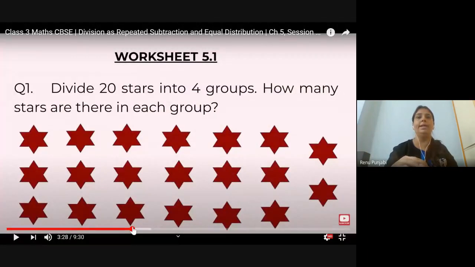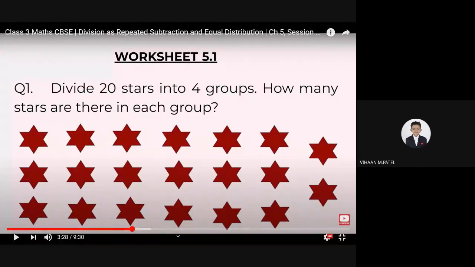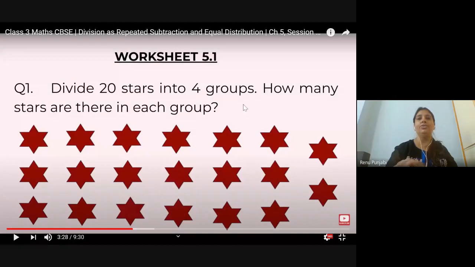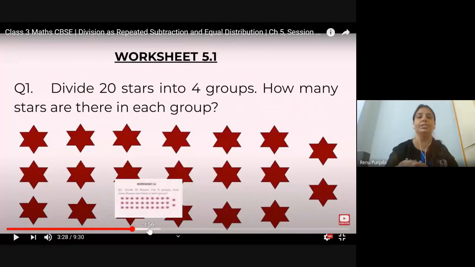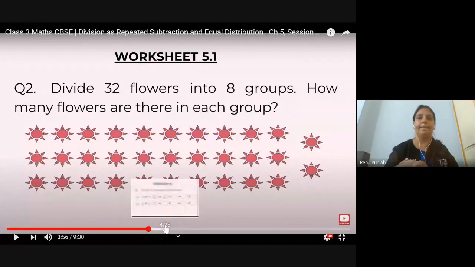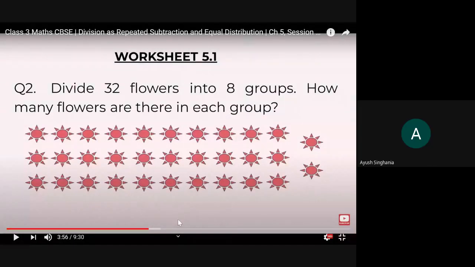Now, divide 20 stars into 4 groups. How many stars are there in each group? You have learned grouping also. Ma'am, 5. 5 fours are 20. Yes. And when you do it with repeated subtraction, how many steps are you doing when you subtract 4? 5 steps. So what will be your quotient? The quotient will be 5 and the remainder will be 0.